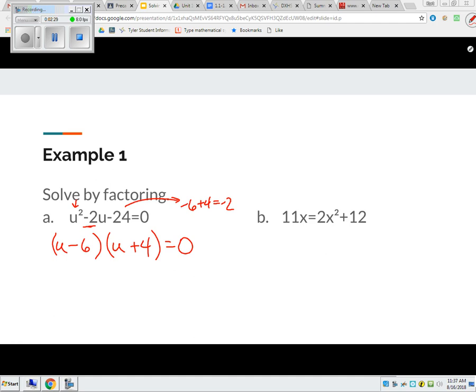I want to go ahead and solve it all the way. So the zero product property says that if it's equal to 0, one of these factors in parentheses must equal 0, at least one of them. So for my final answer, I add 6 to both sides. I get u equals 6, or u could equal negative 4.